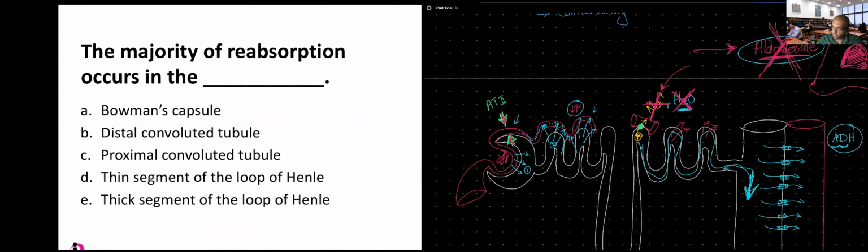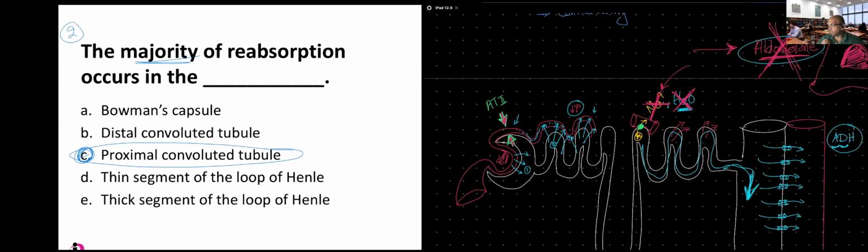For the second question for the in-class activity for today, the majority of the reabsorption takes place in which part here? Bowman's capsule, distal convoluted tubules, proximal convoluted tubule, thin segment of the loop of Henle, or the thick segment of the loop of Henle. Remember, where is most of the reabsorption taking place? Remember, if you have a check, would you deposit it as soon as you get it or later? As soon as you get it. So you're going to be reabsorbing, reclaiming your ions, water, and organic nutrients back as early as you can. So you're going to be getting them back in the proximal convoluted tubules.